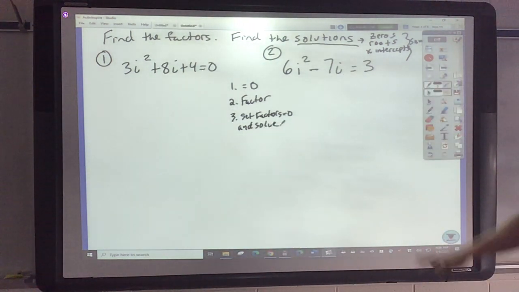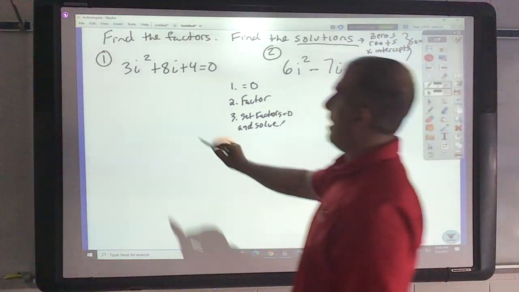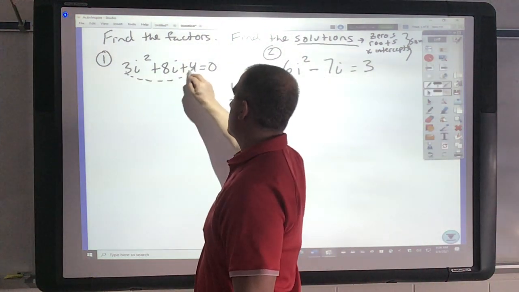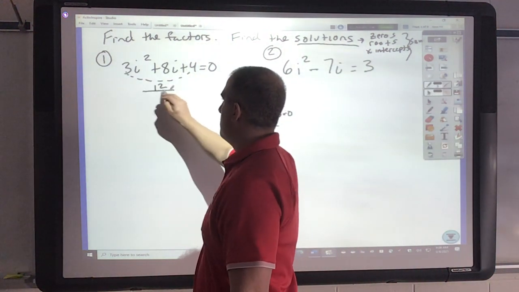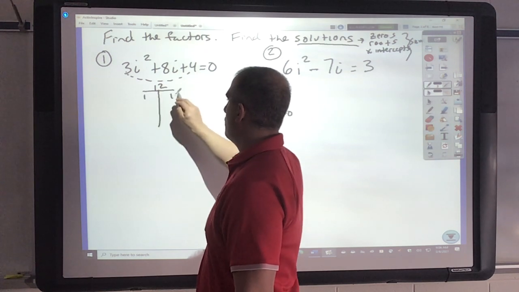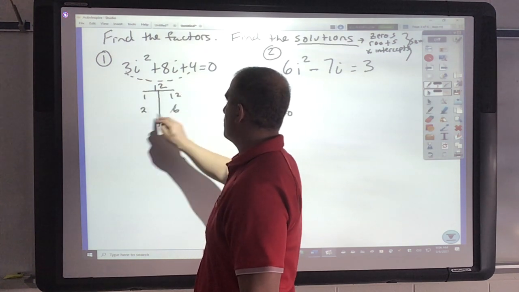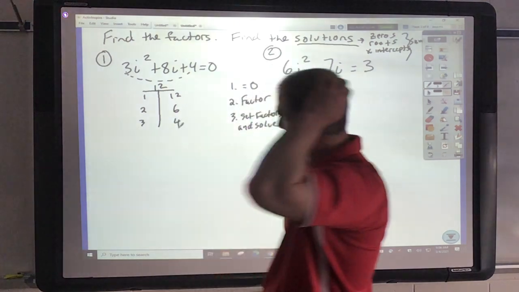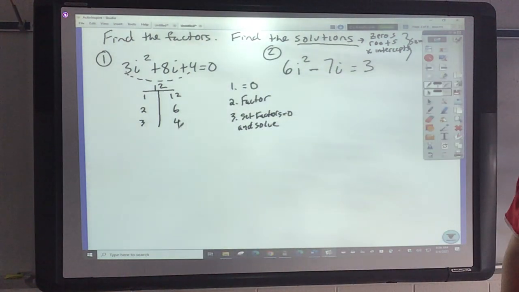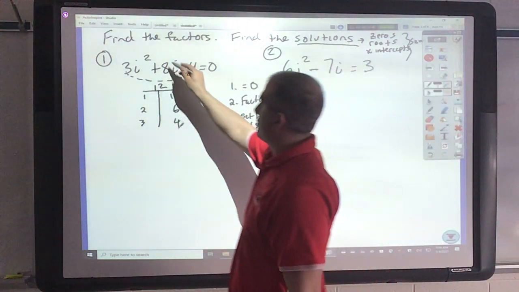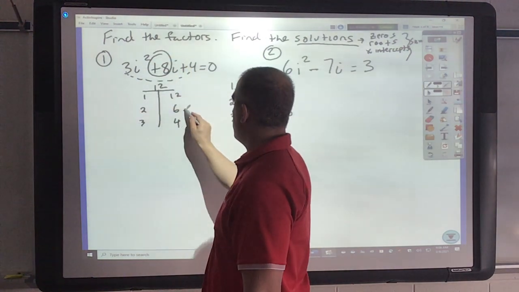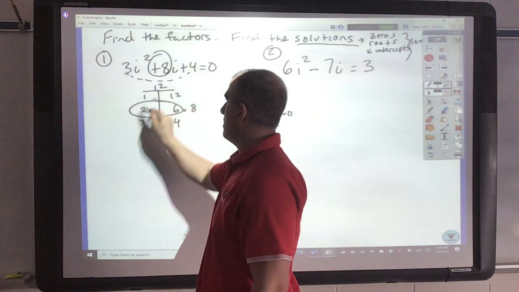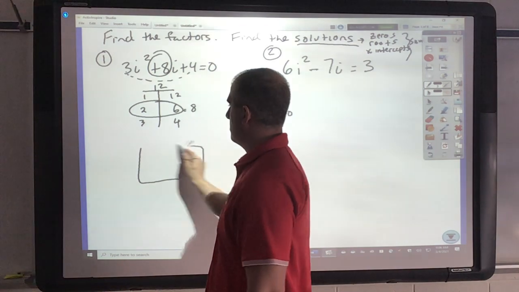All right, this one's already set equal to 0. So I would multiply 3 times 4, which would be 12. Factor chart for 12: 1 and 12, 2 and 6, 3 and 4. Now, just like from the last unit, I'm looking for the set that adds up to 8. That would be this set right here. So I make my box.